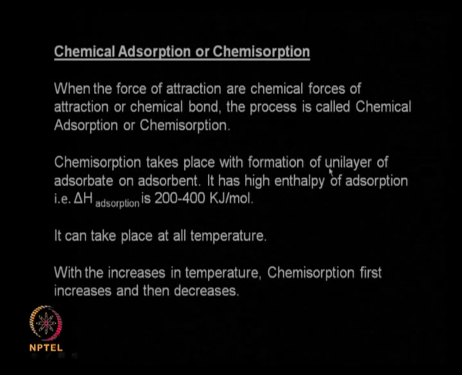So you generally form a unilayer of the adsorbate on the adsorbent, and if you look at the delta H, that is the enthalpy of adsorption, it is very high, 200 to 400 kilojoule per mole, whereas in the previous case we talked about almost 20 to 40, and it can happen at all temperatures, that means much above its vaporization or boiling point. With the increase in temperature, chemisorption first increases and then it starts decreasing, whereas in physisorption with increasing temperature the process keeps going down all the time.